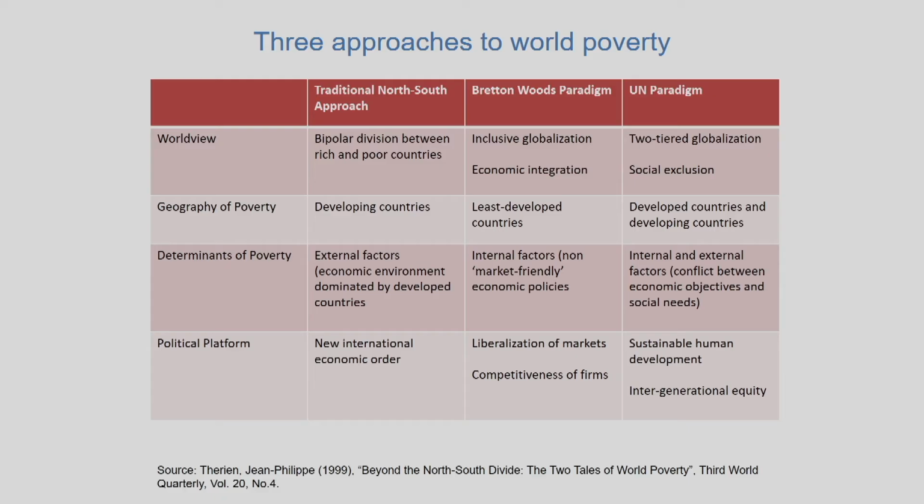The Bretton Woods paradigm says that the worldview is that there must be inclusive globalization. It calls for increased economic integration of the global rich and the global poor. It talks about the economic integration of north and south based upon the premise that there are certain structural characteristics of the developing countries, such as low wage rates, which can be taken advantage of by the developed countries. So there is a possibility that it can lead to more economic integration and inclusive globalization.